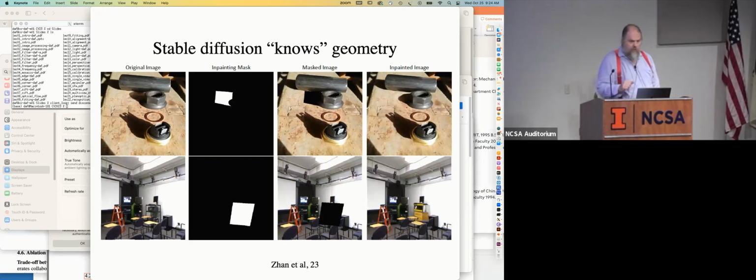So here what we're going to do is you'll see an original image, and I'm going to in-paint that image. So I will simply remove all the pixels in the in-painting mask. And then if you look at the masked image, the question is, when stable diffusion reconstructs the pixels inside the mask, does it make a sensible shadow, knowing the light direction, or is the shadow wonky? And you can see the shadow is really pretty good.